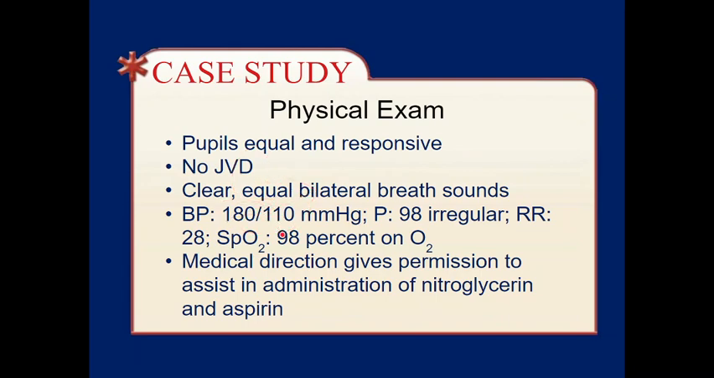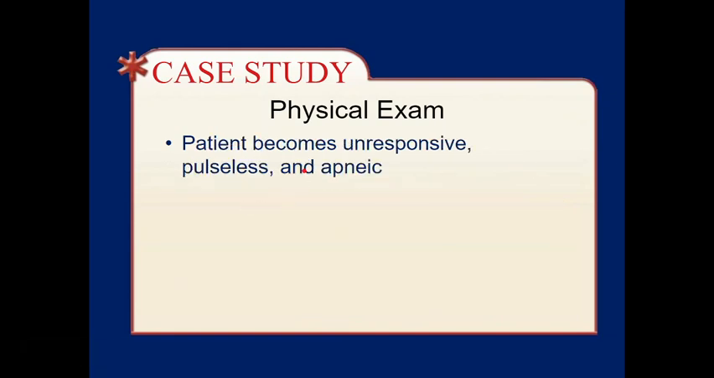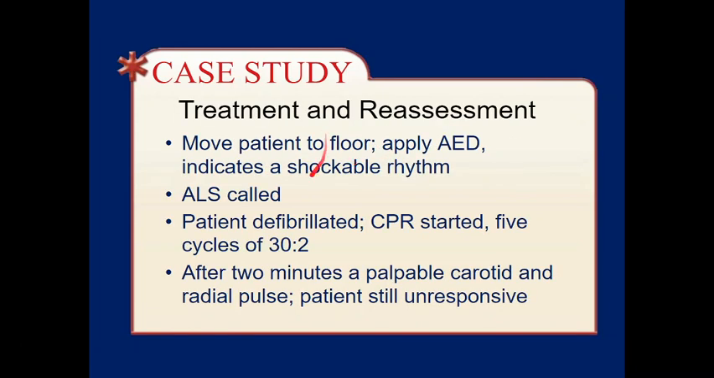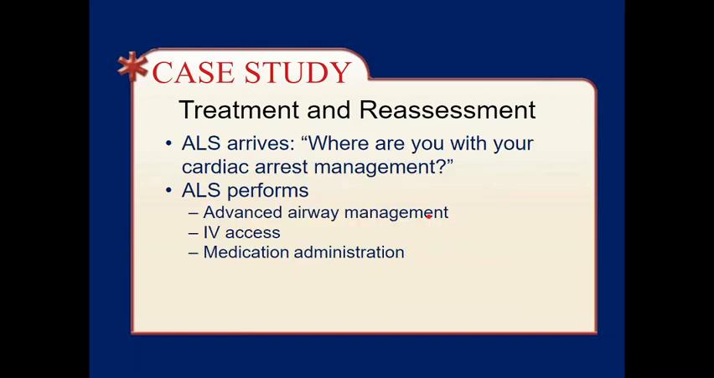High blood pressure, irregular pulse, satting on room air. And then we can call medical direction and give nitro and aspirin. So 324 aspirin, 0.4 milligrams nitro, every 5 minutes times 3 if their blood pressure remains elevated. Oh, that is not good. So then we call ALS and we do CPR. So we'll talk about that when you do CPR.